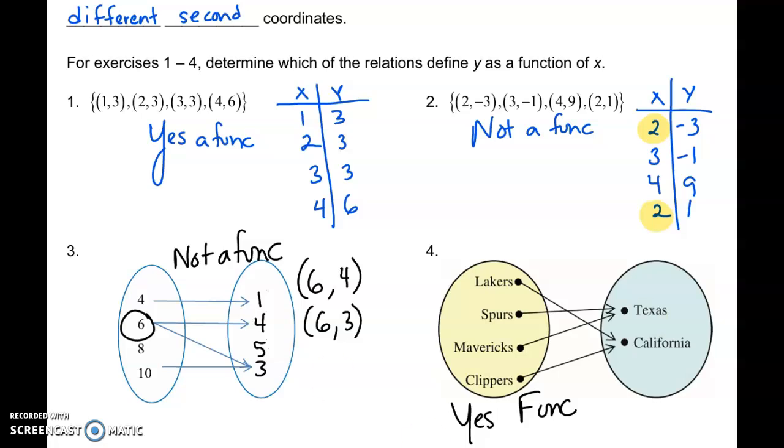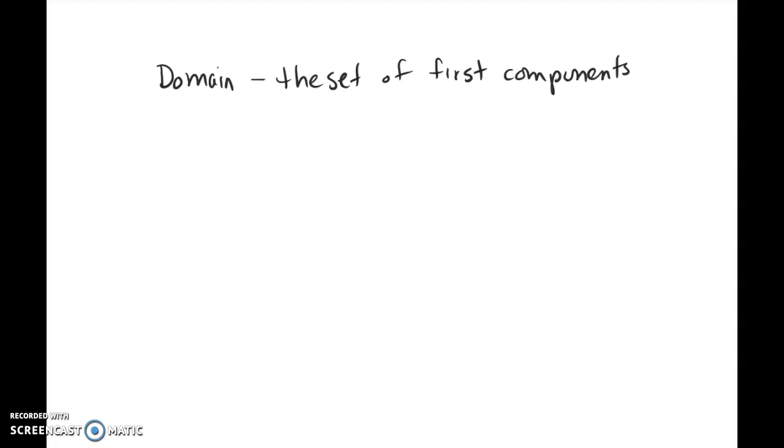When you go to ALEKS and you take a look at the problems listed there, some of them will say domain and range. Domain refers to the first coordinates. The range refers to the second coordinates. So let me write out what I just said. The domain is the set of the first components in the ordered pairs.